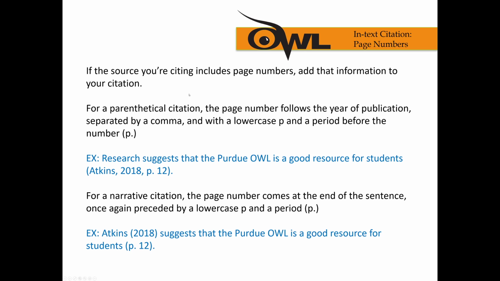If the source that you're using includes page numbers, you can add that information to your in-text citation. So just imagine if you were to find a piece of information in a book that had 600 pages, it would be really cruel to expect your reader to locate that fact by reading through the book themselves. So just help them out a little bit and give them the page number. You do that with a lowercase p and a period and then the page number. So that's what it would look like.